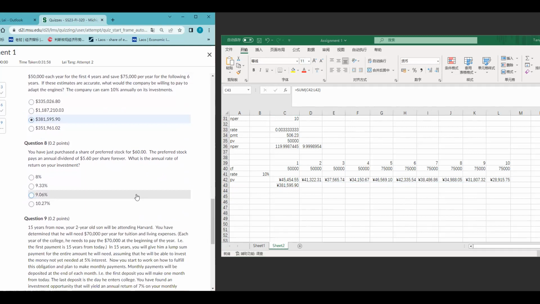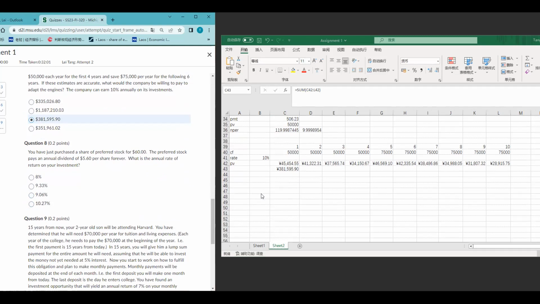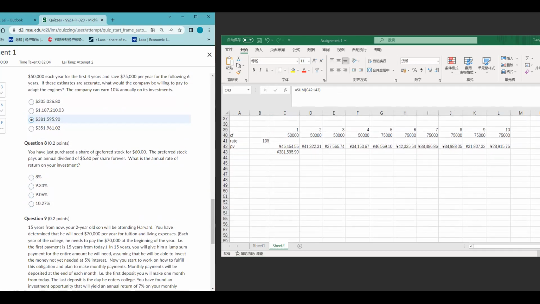Okay, for question A, you just purchase a share of preferred stock for 60 and the preferred stock pays an annual dividend of 5.6 per share forever. What is the annual rate of return on investment? So for this one we use the formula P equals D divided by rate.